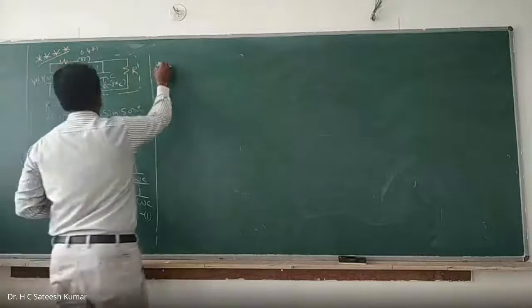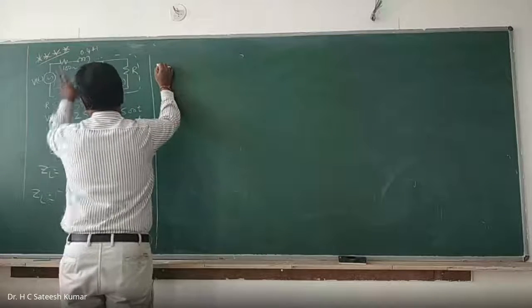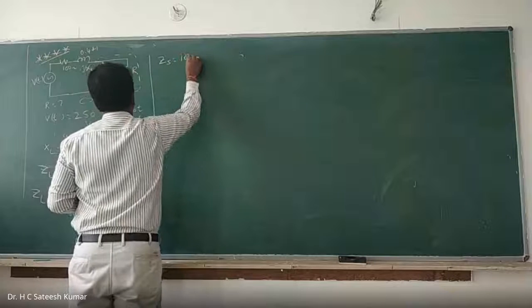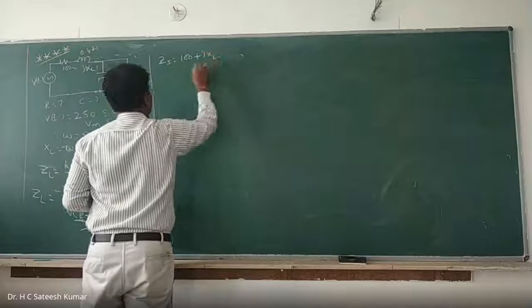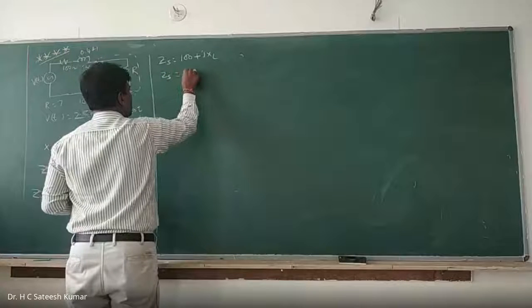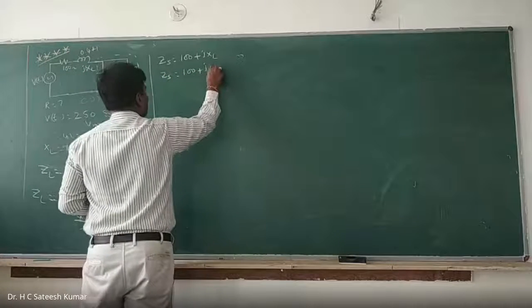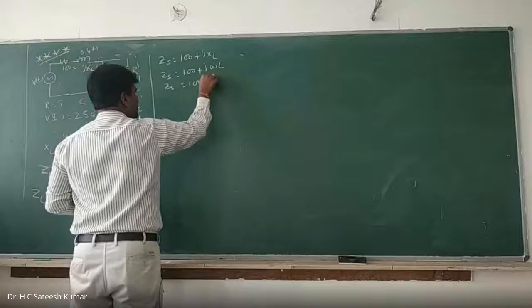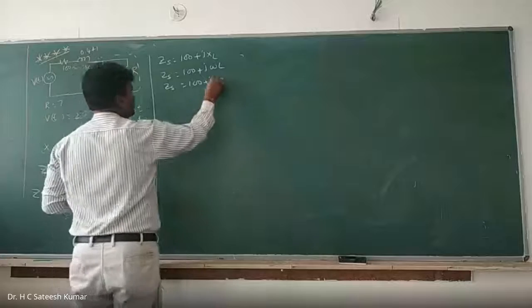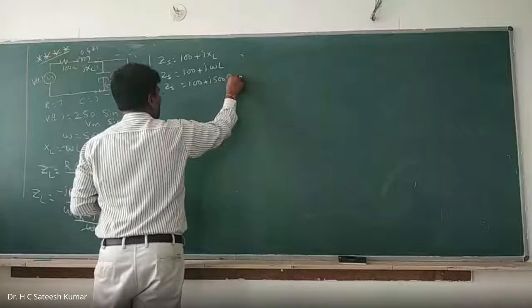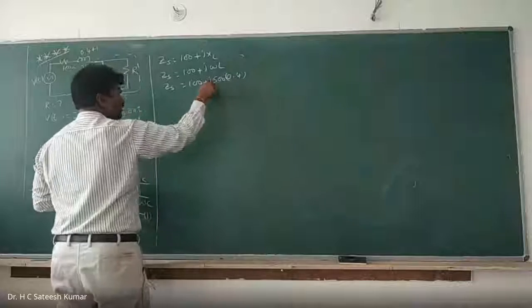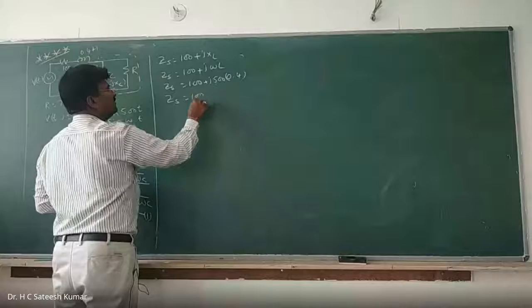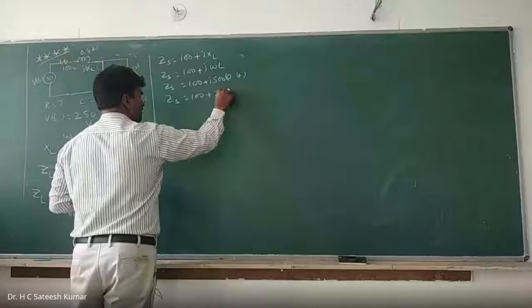What is ZS? ZS is equal to 100 plus jXL, which is 100 plus j omega L. Omega is 500, L is 0.4, so 0.4 into 500. ZS is equal to 100 plus 200j.